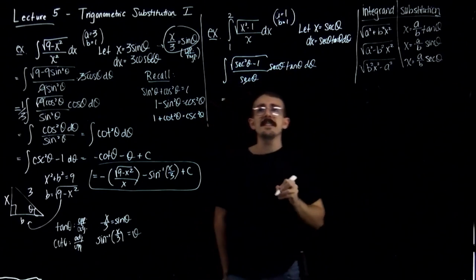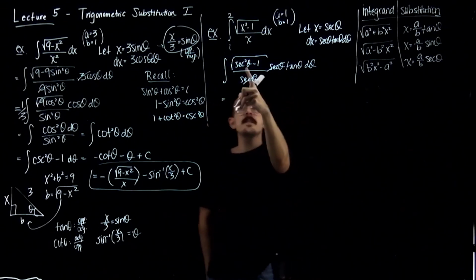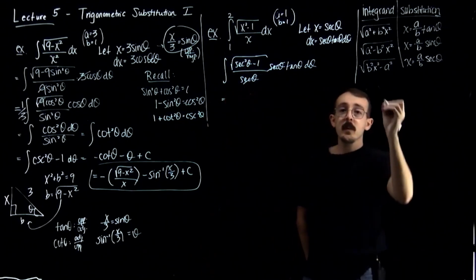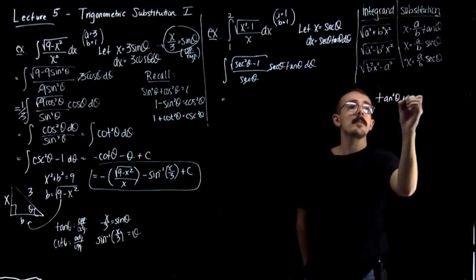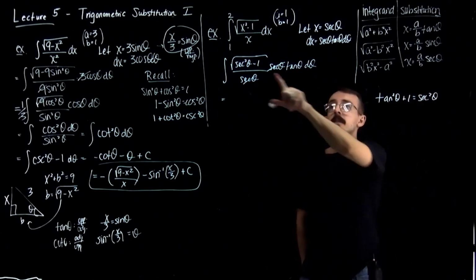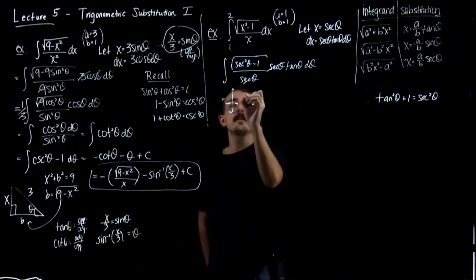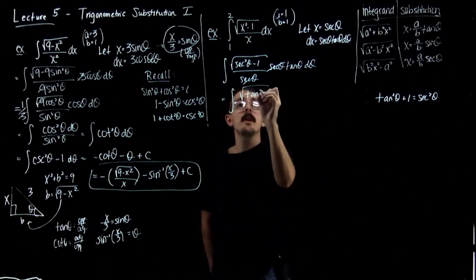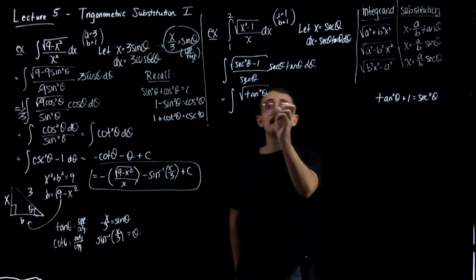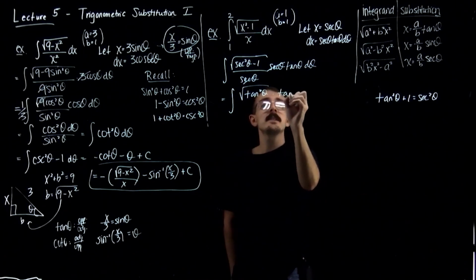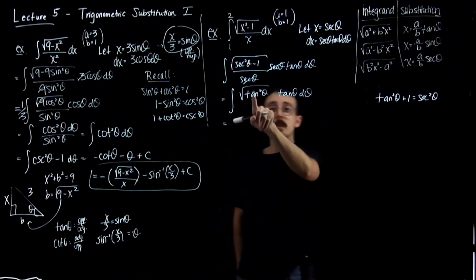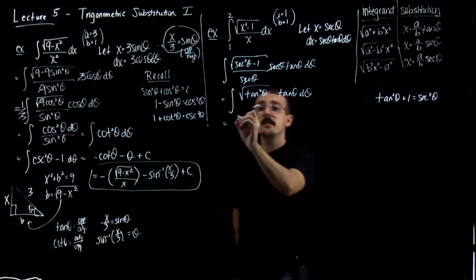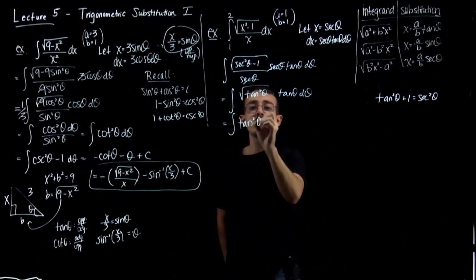I immediately see that these secants cancel. Also, this is an identity. I will stop writing these after a while, but just to start, I want you to see where everything's coming from. So tangent squared plus 1 is secant squared. So secant squared minus 1 is tangent squared. So I have the integral of the square root of tangent squared times tangent theta d theta. And there's nothing in the denominator now because I've canceled it. The square root of tangent squared will be tangent times another tangent, means I have tangent squared theta d theta.